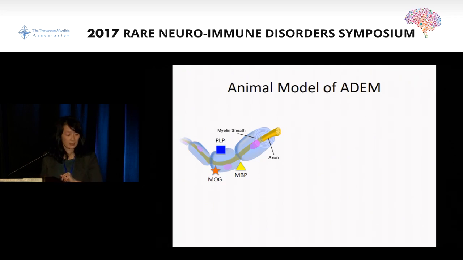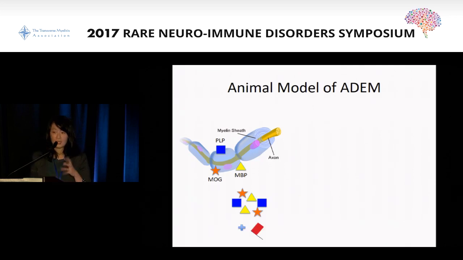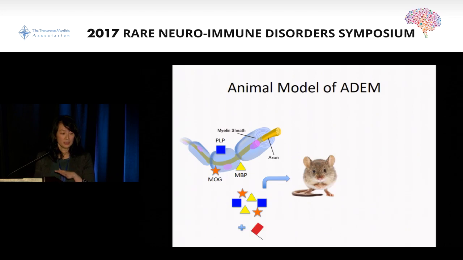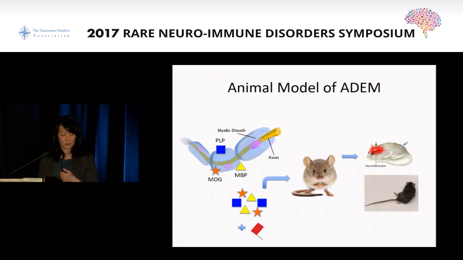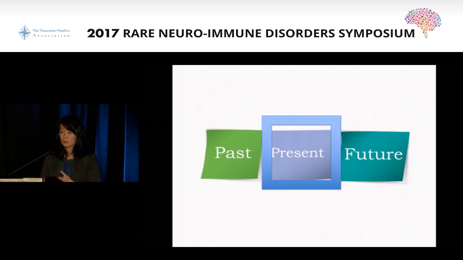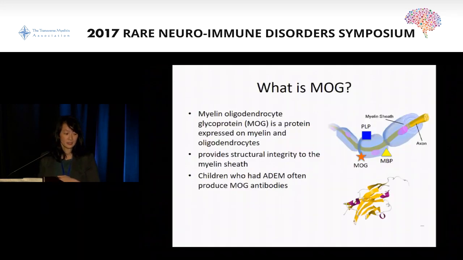You take that myelin and you take those antigens, you flag it to the immune system, you put it in a mouse, and sure enough, in a few days to weeks, the mouse has inflammatory episodes that look like ADEM or MS, and you get the symptoms of those conditions. So how does that relate to the present? What are we doing to advance diagnosis and treatment of this condition?